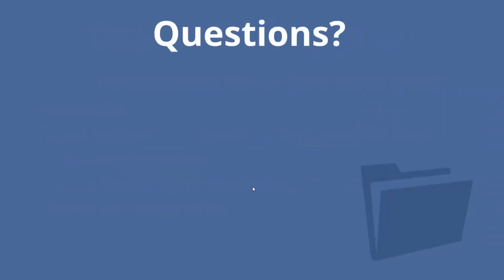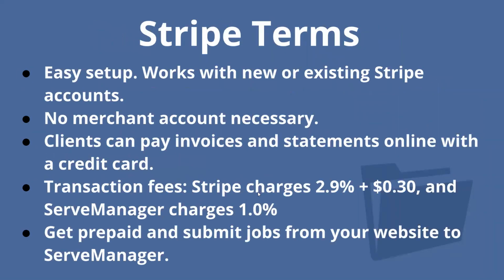Let me go back one slide right here, and we're going to go over our Stripe terms. When we connect with Stripe, which is our payment processing provider, we do have a couple terms that we go over. One, it's easy, and you can work with an existing account. There's no merchant account necessary. Your clients can pay invoices and statements, like I showed you, using that paid with card link. When you send those out to them, that link will become available for your clients.